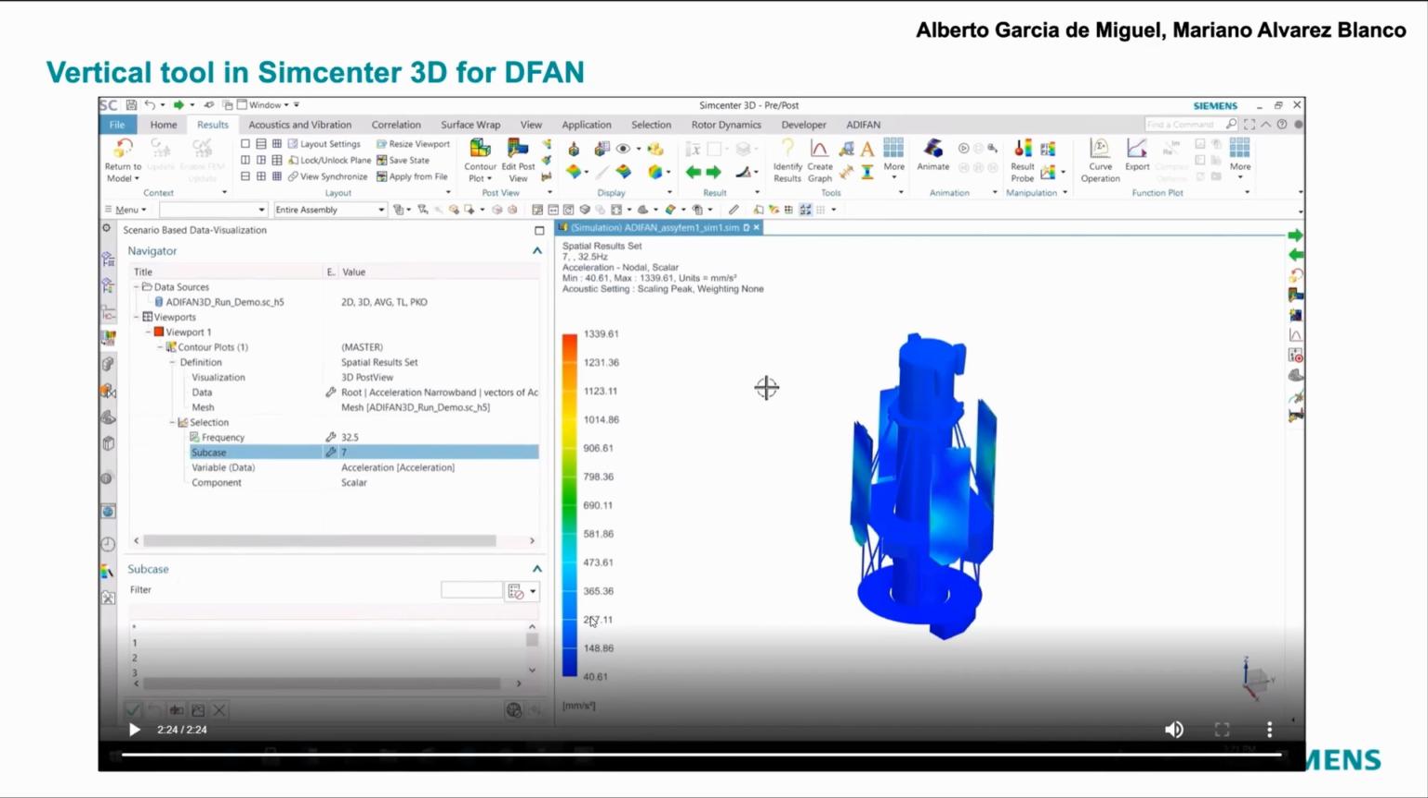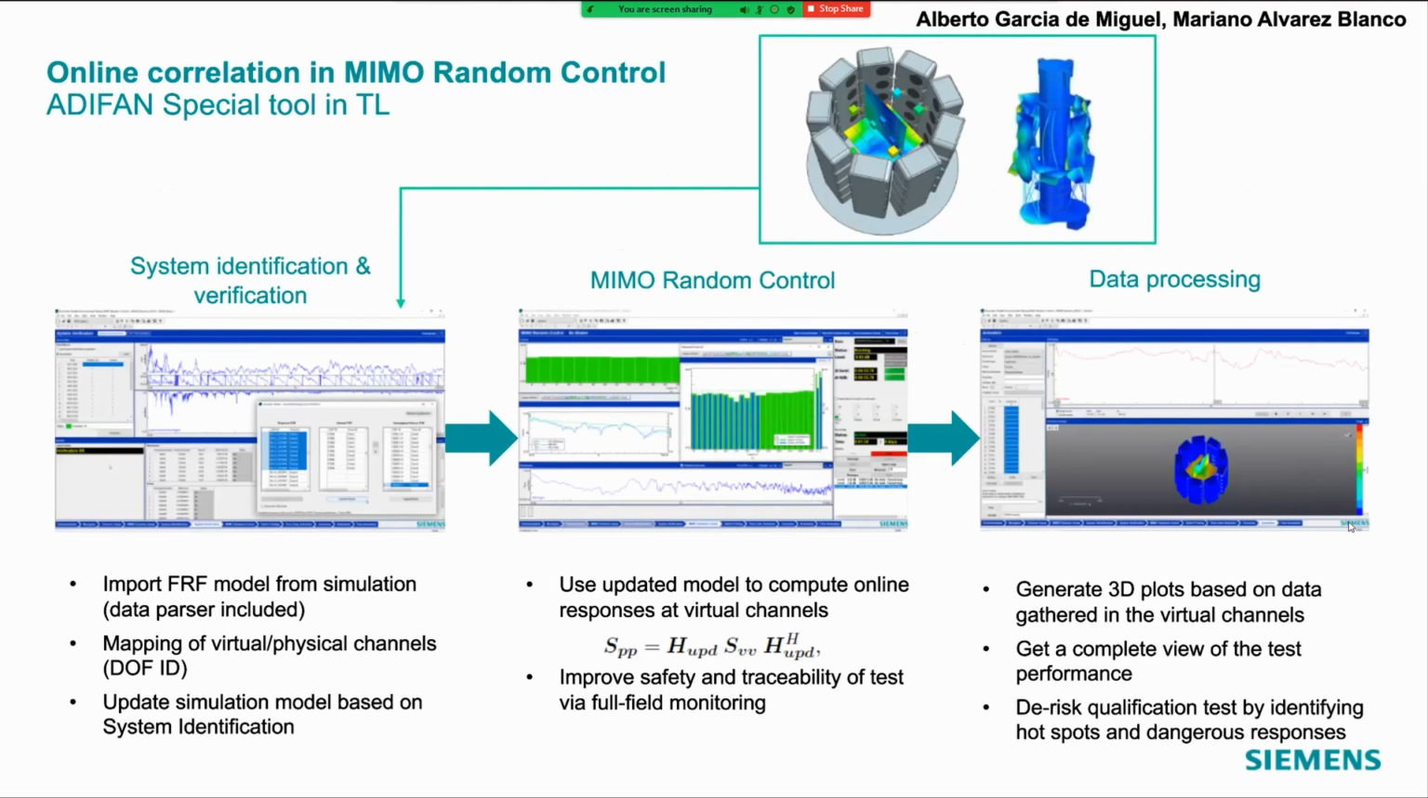So if I move forward, how does it work then during the actual test? We have created our digital twin. We can import that into our SimCenter Testlab. And basically we run an experimental system identification. And with that, we can update our model.